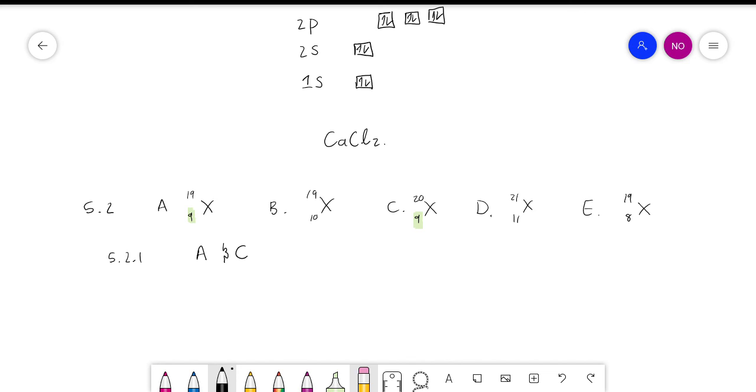Nou vra hulle vir jou, skryf die name neer van die isotope. What they mean here is, which one of my elements has 9 protons? Kyk op jou periodieke tabel. So we've got fluoride 19 and fluoride 20.